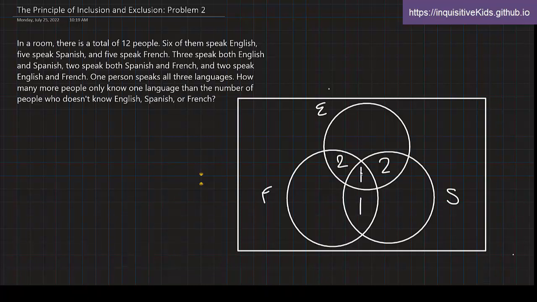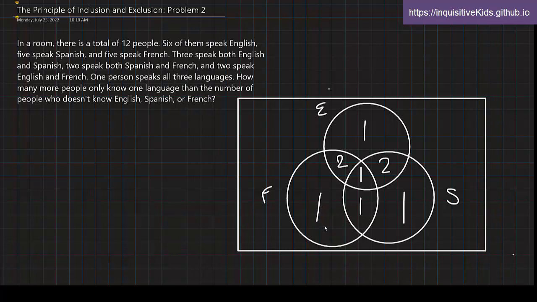So now we can take the total of each of these languages and subtract the overlapping parts from them to find the parts where there is only one language spoken. So 6 of them speak English. 6 subtract 5, so we get 1. Now 5 speak Spanish, so 5 subtract 4, we get 1. And 5 speak French. 5 subtract 4, we get 1.